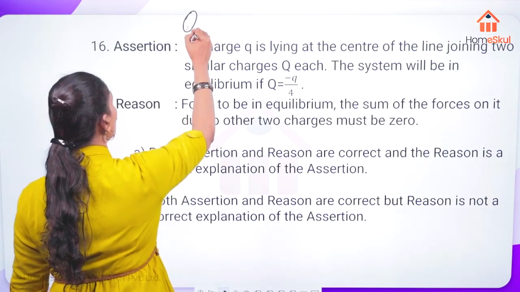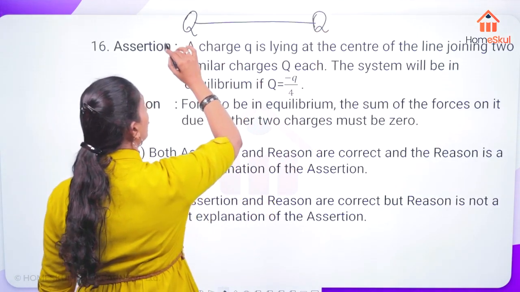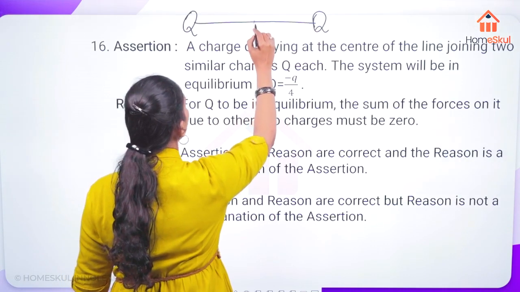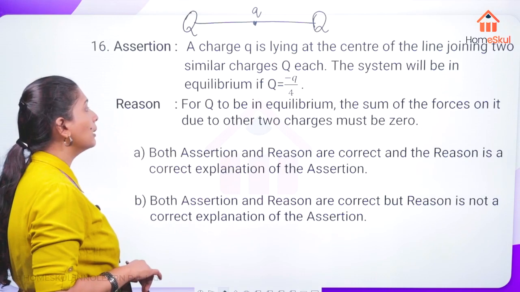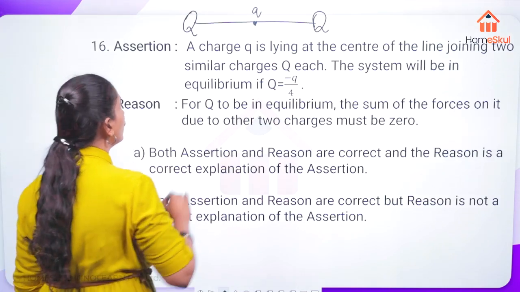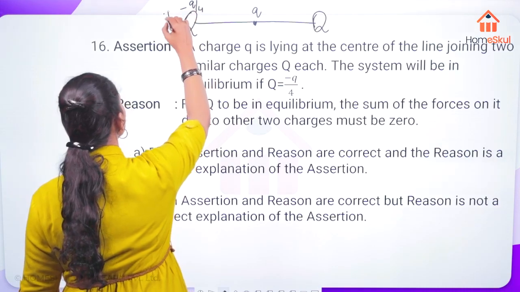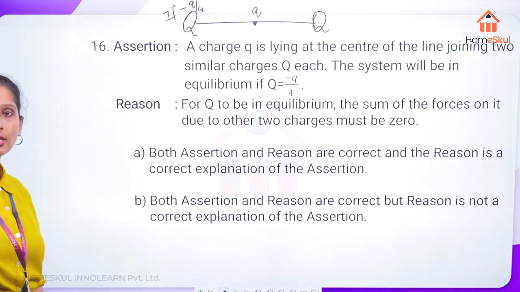Okay, so there are two similar charges, capital Q each, and at the center of the line joining these two charges, there is a charge small q present. The system will be in equilibrium if q is equal to minus Q by 4. If its value is minus Q by 4, the system will be in equilibrium. That's what the assertion says.